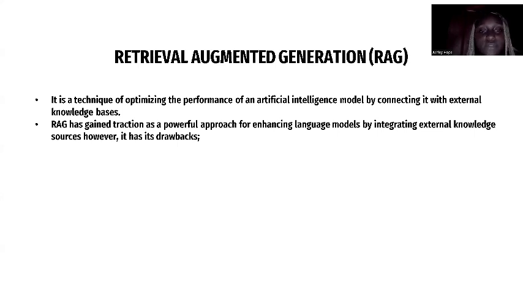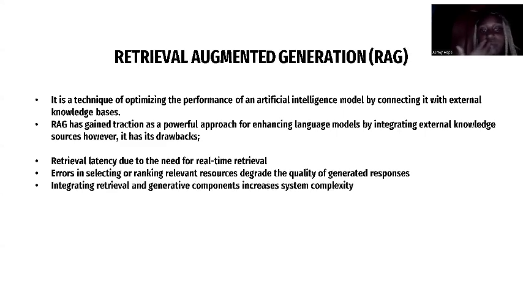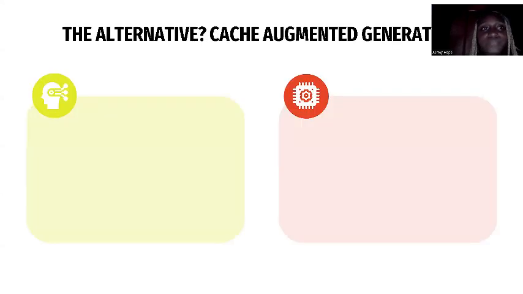For example, slower responses. Because it retrieves data in real time, that's going to cause some sort of latency. It could experience errors in retrieval, whereby the model may pull incorrect or irrelevant information. More system complexity, as it requires integration with external databases, which can complexify the model's architecture.